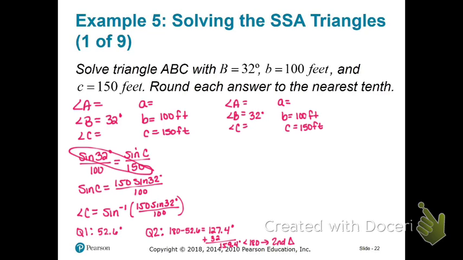And then I'm going to fill in my angle C. So we found angle C was 52.6 degrees in quadrant 1. So that's going to be for my first triangle. And we found that angle C is going to be the 127.4 degrees in my second triangle.